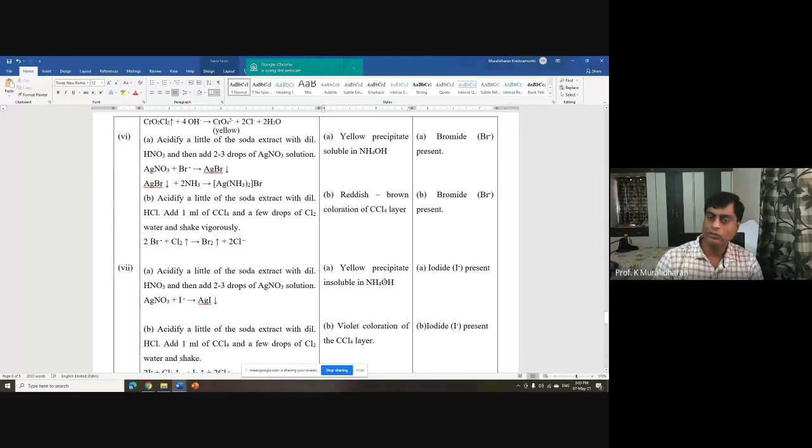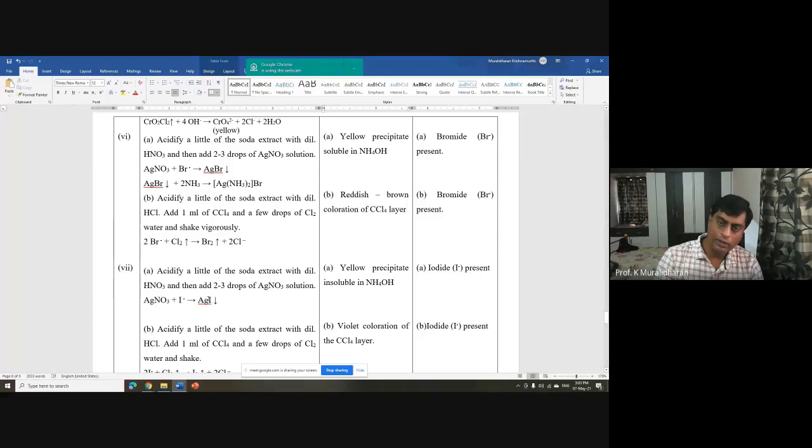That means silver iodide is not reacting with the ammonia to form this kind of complex, and because it's not forming, this silver iodide will remain as silver iodide, and that silver iodide is yellow in color, it is not going into solution.